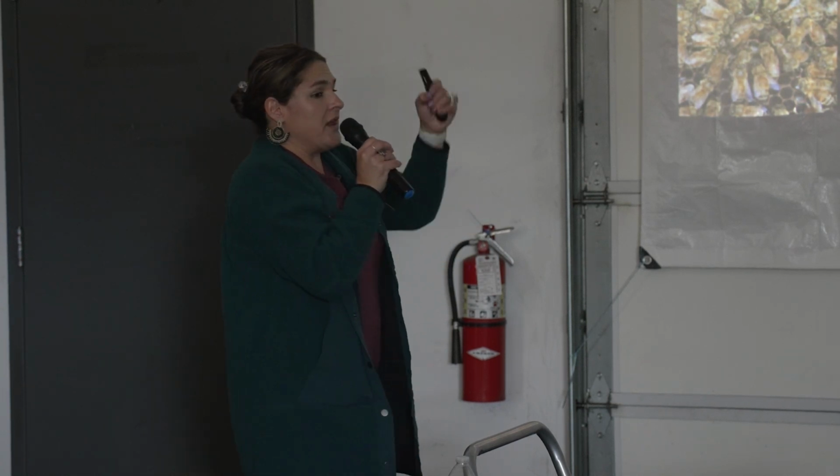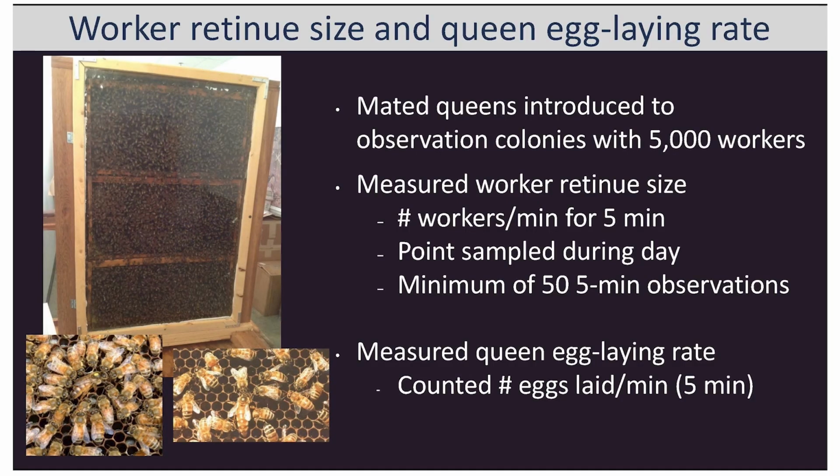So what we did is we grafted queens in these cups that were either clean or contaminated with chemicals, and then we put them into cell builders. The nurses reared the queens, they emerged, and they were placed individually in mating nucs. We allowed the queens to mate naturally. Once they were mated and we knew they were laying eggs, then we used them for these experiments.